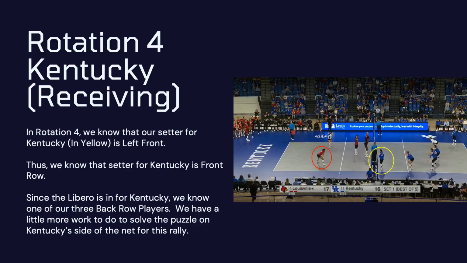Rotation 4 for Kentucky in serve receive. So we know that our setter in rotation 4 is the left front, which means our setter has to be a front row player. In this case, we have our setter circled in yellow. Now, since our libero is in for Kentucky, we only know just from this knowledge that we have 1 of our 3 back row players. So when our setter is front row, we may have to do a little bit more work to solve the puzzle on Kentucky's side of the net in regards to who our back row players are.